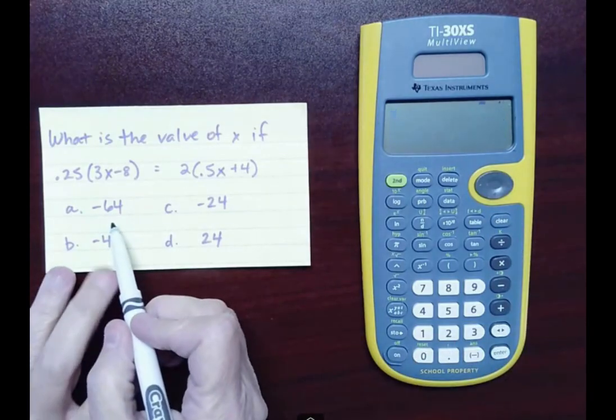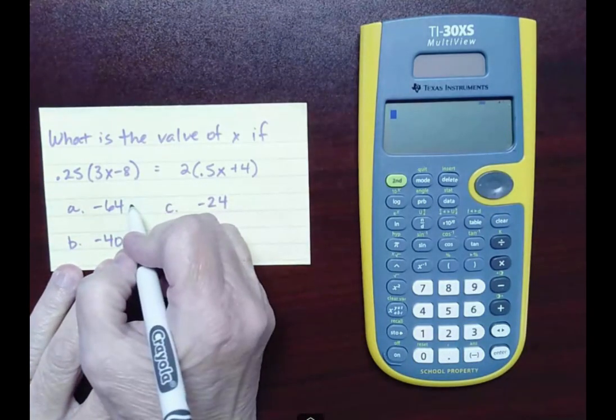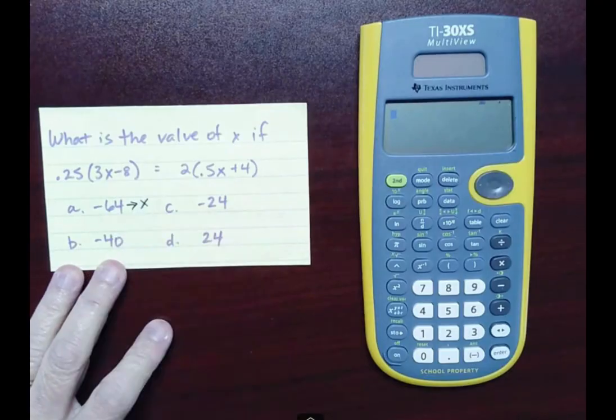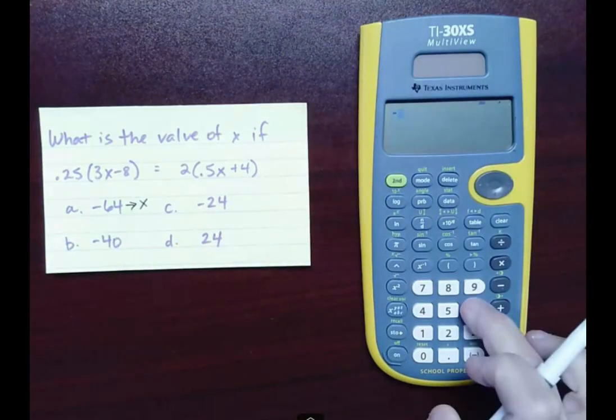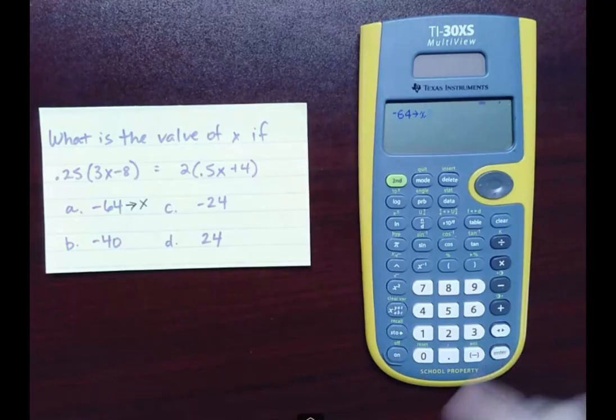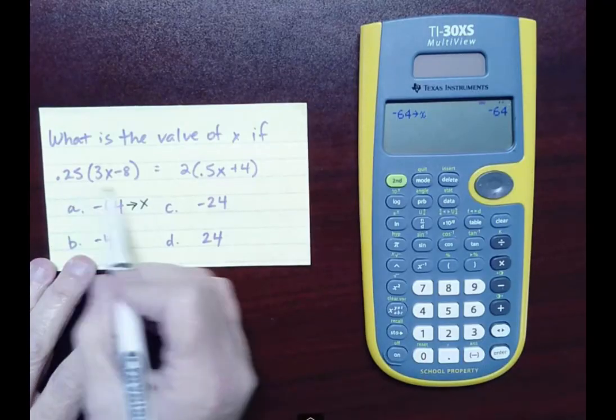So we're going to start with answer choice A, and we're going to store -64 for x. -64, store x, enter. Then we're going to type in what's on the right.